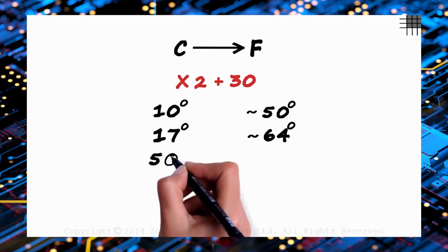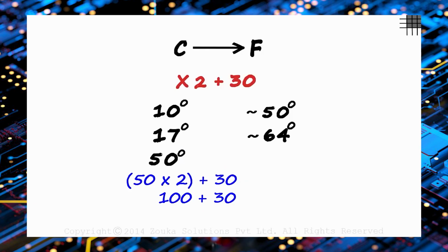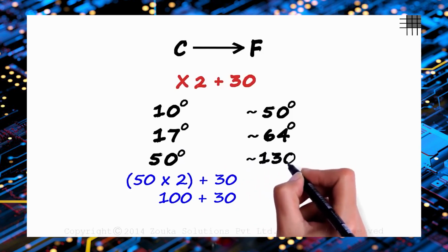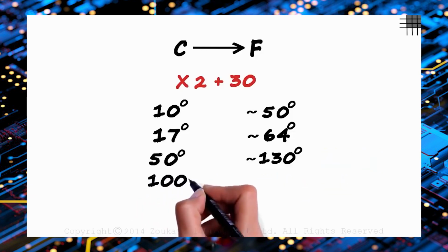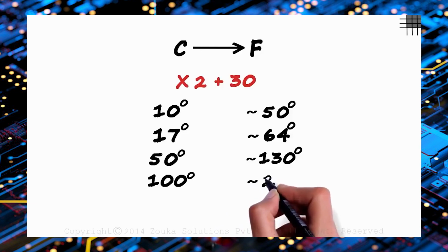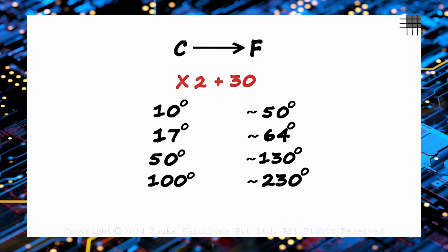The higher the temperature, the bigger will be the difference. Say 50 degrees Celsius. 100 plus 30 is 130 degrees Fahrenheit. The exact answer is 122, a difference of 8 degrees Fahrenheit. And converting 100 degrees Celsius to Fahrenheit, we get 230 degrees approximately, and the exact answer is 212 degrees Fahrenheit. So as the number increases, the difference or error in the answer also increases.